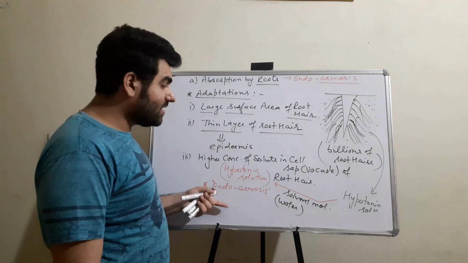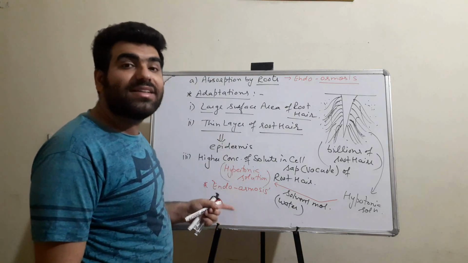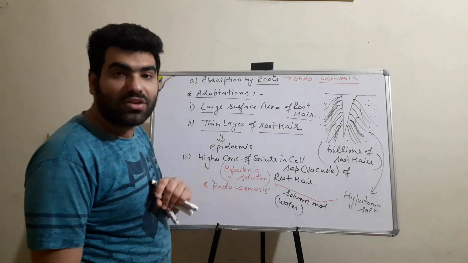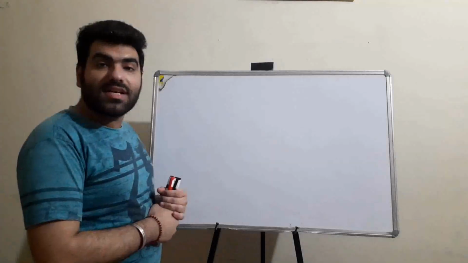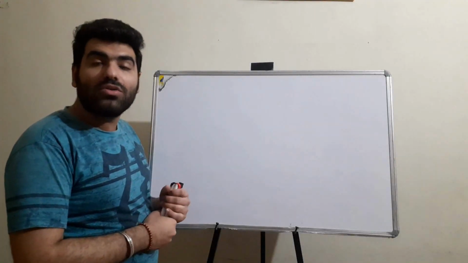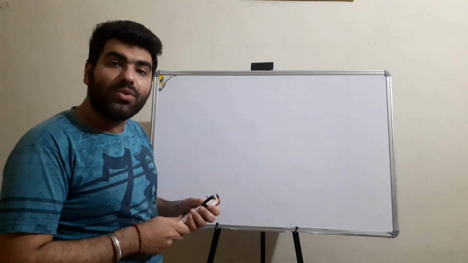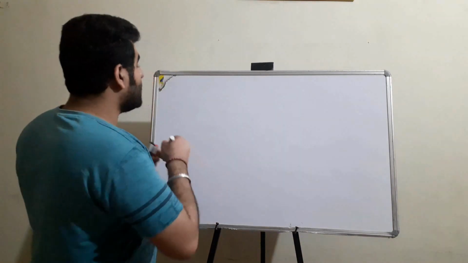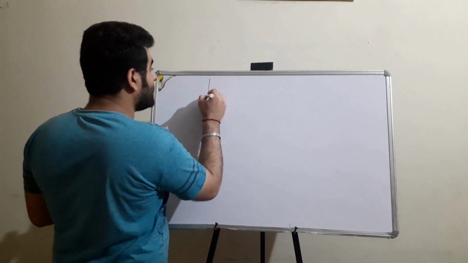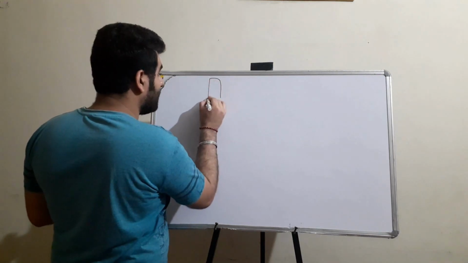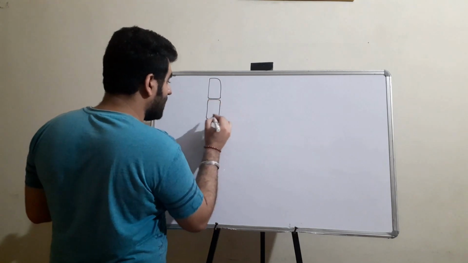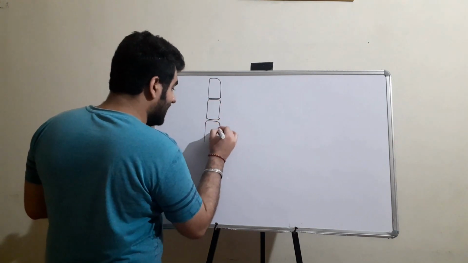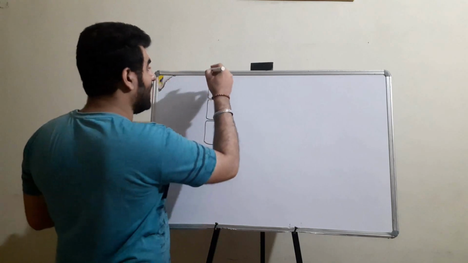Alright, in the next part we'll discuss diagrammatically how the water will be entering the root hair. So now let us discuss the diagrammatic view of how the water is being absorbed by the root hair. Let us make the diagram. See, this is the epidermal layer. Let us talk of the epidermal layer. This is a single cell layer.